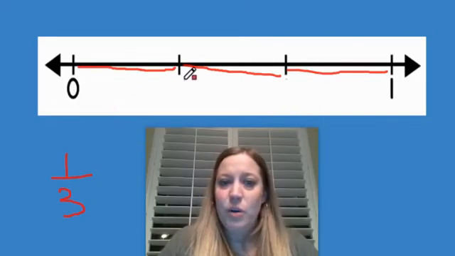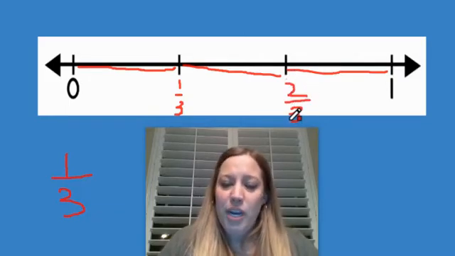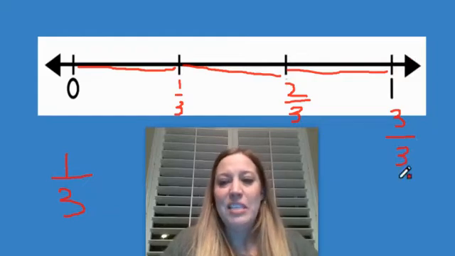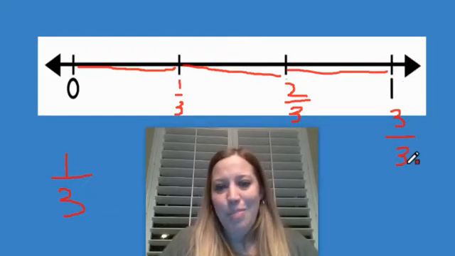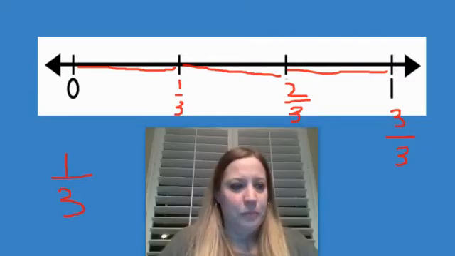So I'm at 0. I will start with 1/3. What would come next? 2/3. And then I'm always going to check this one. 1 would equal 3/3. If this didn't line up, then I made a mistake. So your 1 needs to match up with your fraction that has the same numerator and the same denominator.